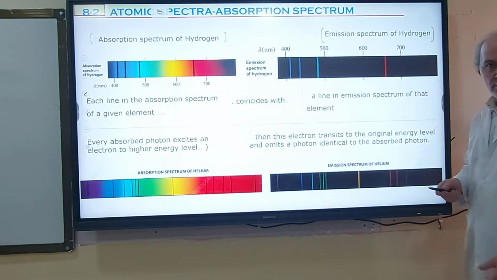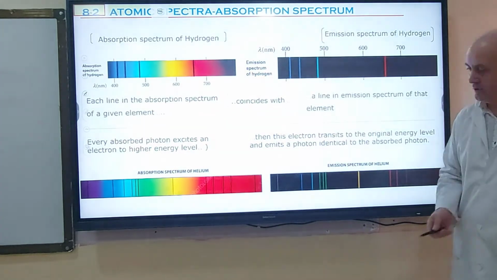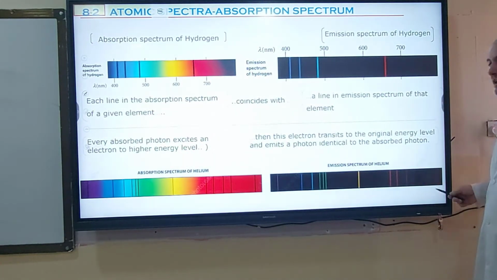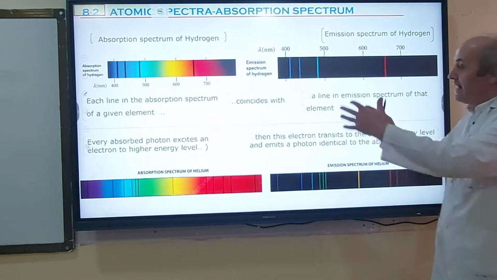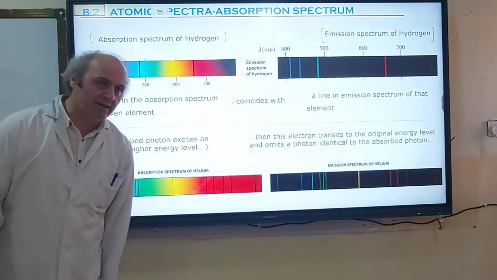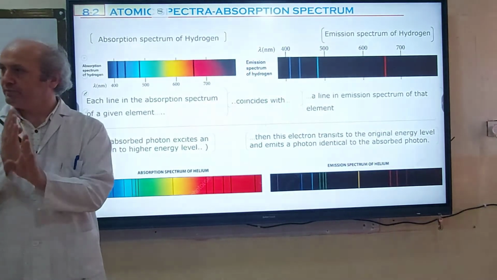Now look at the emission spectrum of helium again: 1, 2, 3, 4, 5, 6, 7, 8, 9, 10, 11, 12. So the number of lines in the absorption spectrum and the number of lines in the emission spectrum coincide.